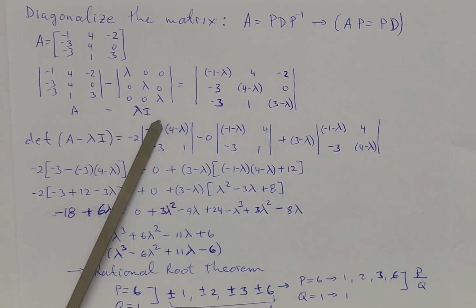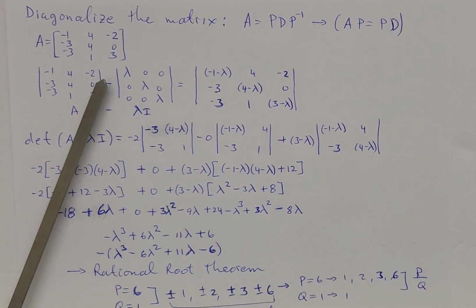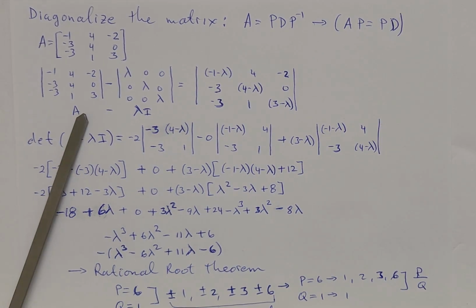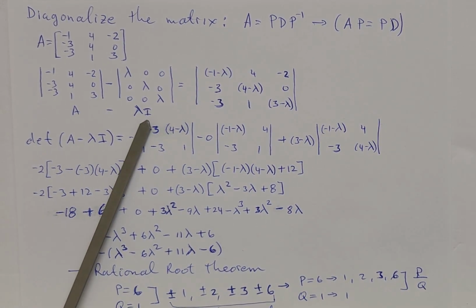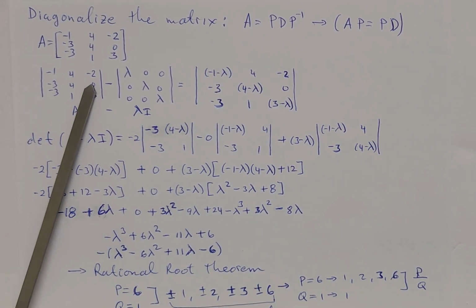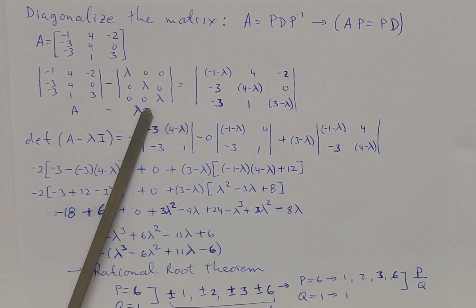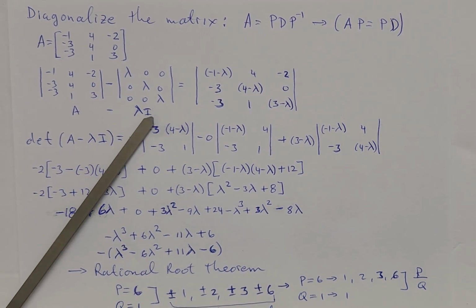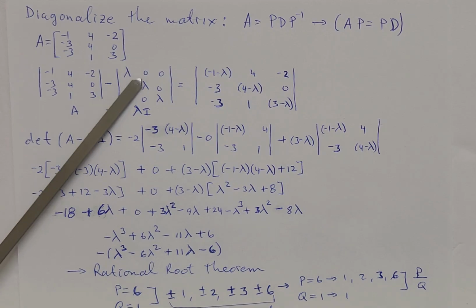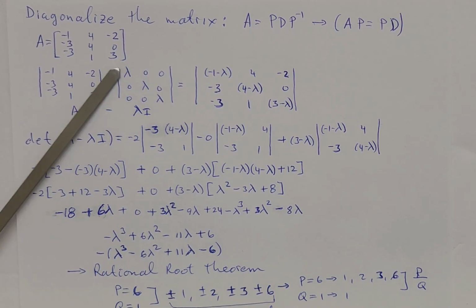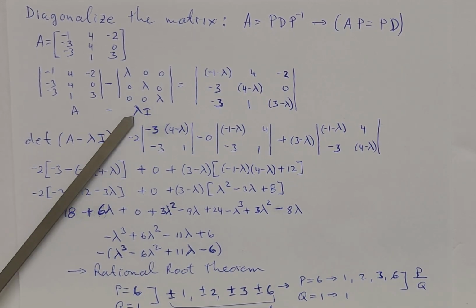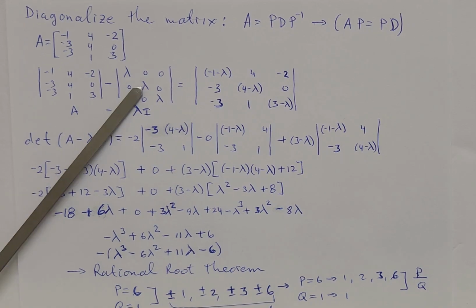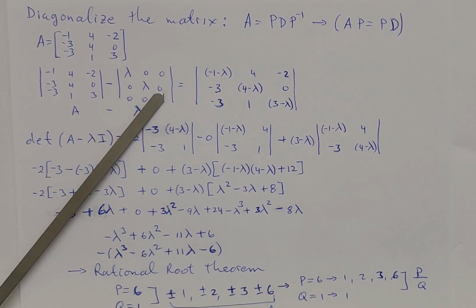Subtract lambda I. In this situation, we have a 3 by 3 matrix. So therefore, your identity should also be 3 by 3. Okay, so if this was 4 by 4, identity should be 4 by 4, and so on. Now, when you multiply lambda to identity, only the diagonal will get the lambda. So lambda times I is back to lambda. Everything else is just 0.